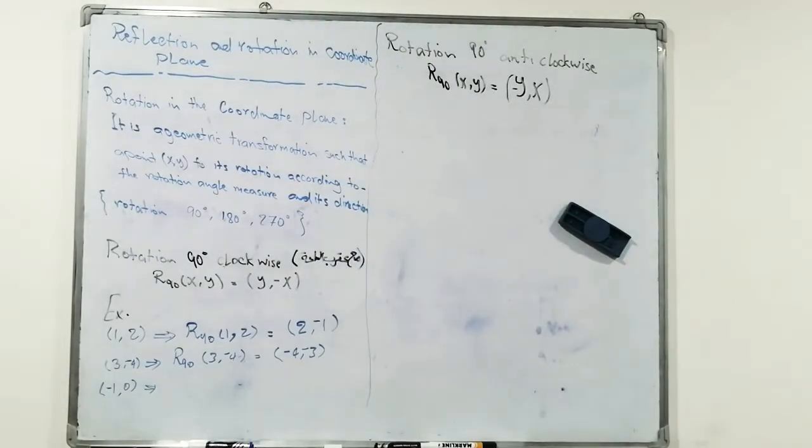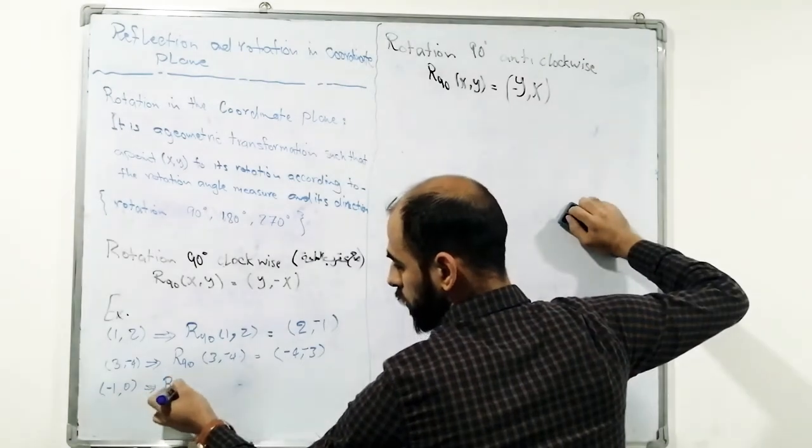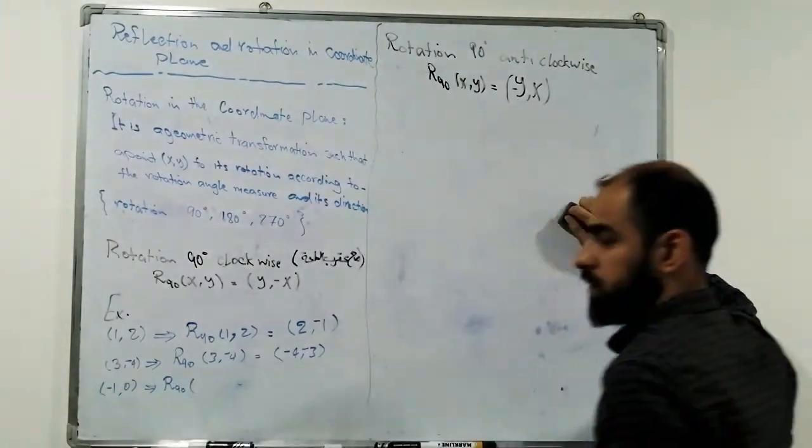We have to find the rotation of this point 90 degree clockwise. R 90 means rotation 90 degrees clockwise.